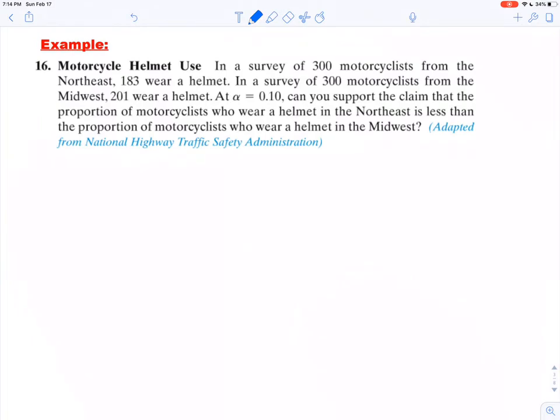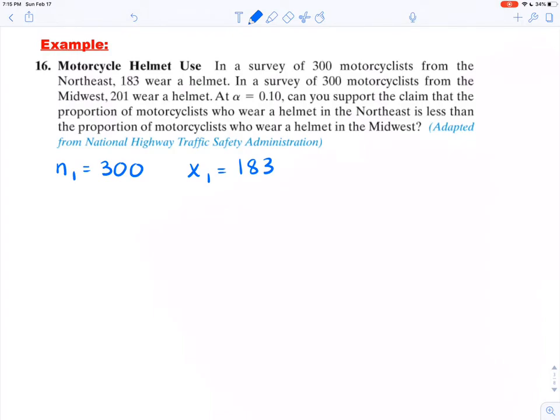All right, so like I always do, first thing, I'm going to read through, write down all my information, and make sure that I identify my claim, that I know what I'm testing. So notice we're given information about a survey. For each survey, you're given a total number of people, and you're given a number of people who wear a helmet. So if I write down all this information first, my first survey, so this will be my first group, has a sample size of 300, and the number of people who wear a helmet is 183.